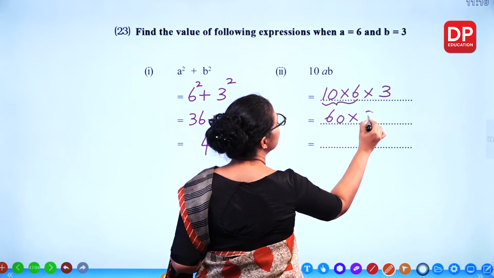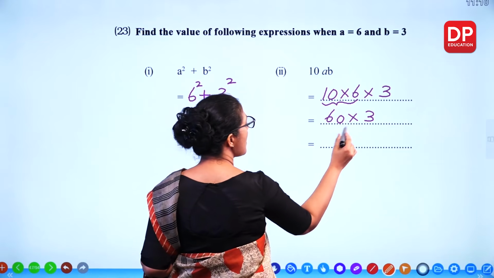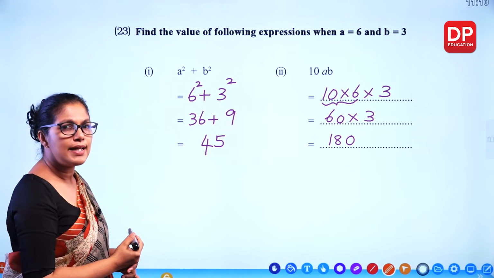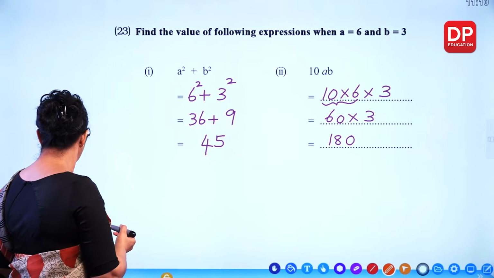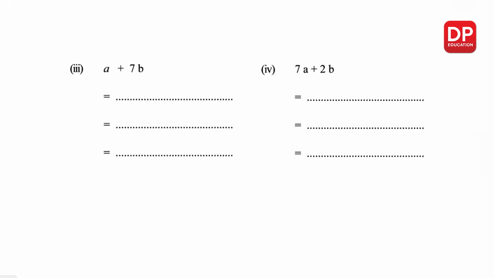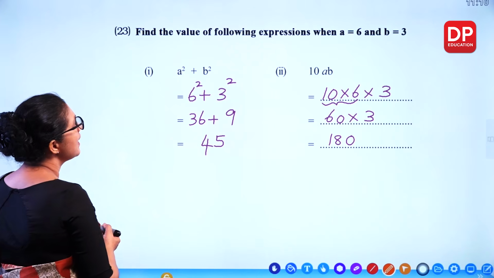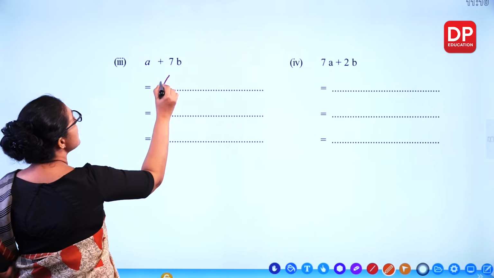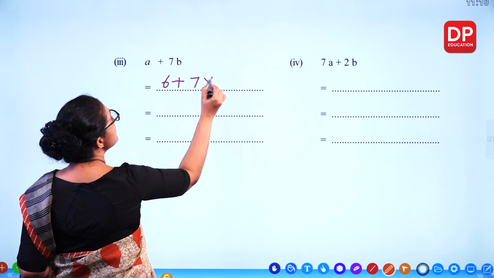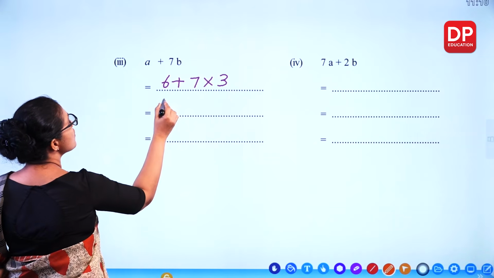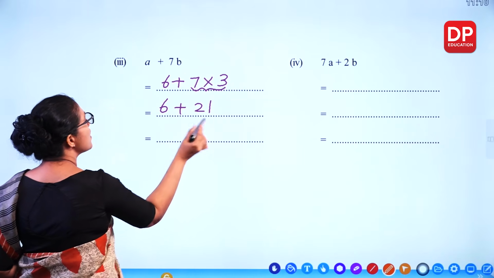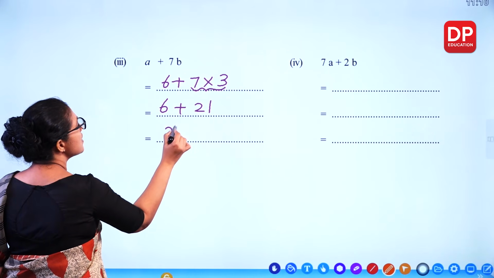60 times 3. You get 6 times 3, 18 and put a 0, 180. a plus 7b. What's a? a 6, b 3. 6 plus 7 times 3. b is 3. So 7 times 3, 21. 21 plus 6, you get 27.